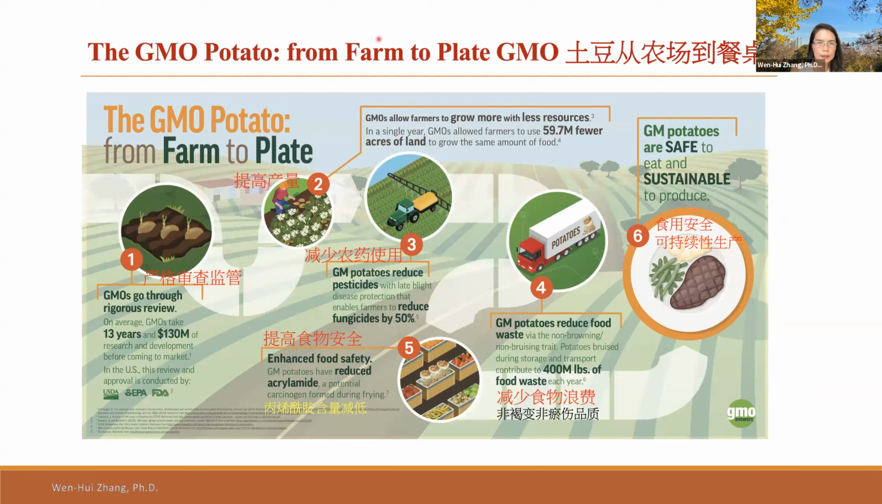So that's how a GMO potato goes from farm to our dinner table. First it goes through rigorous review, and then the crop has better yield, less use of pesticides, and also less acrylamide, the carcinogen formed upon heating, and it would also reduce food waste, because GMO potatoes have less browning effect.